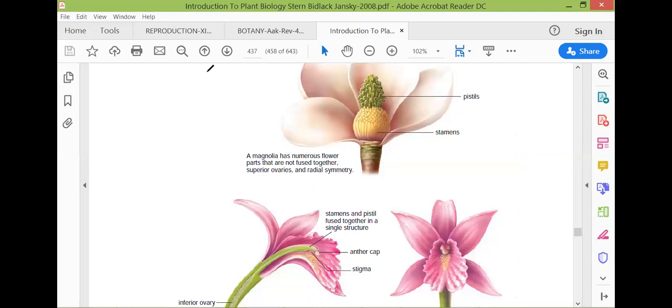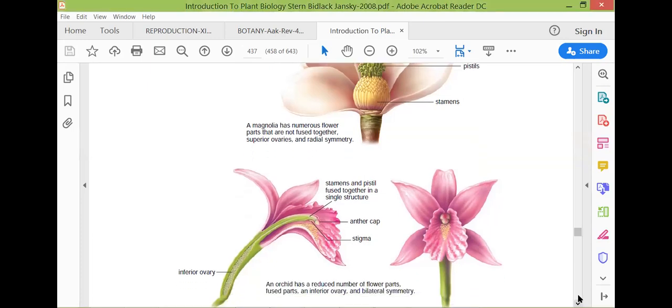Now this flower you see, what is this? They are the petals, and now you see here how the stamens look. Do you see? This is the stamen, and this is the pistil. Champa? No, this is magnolia. A magnolia has numerous flower parts that are not fused together, superior ovaries and radial symmetry. Okay? Have you seen the pineapple one? It's looking so beautiful. Okay, so like that.